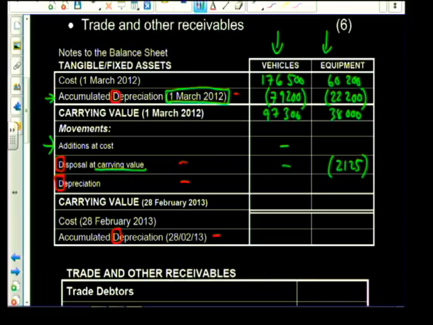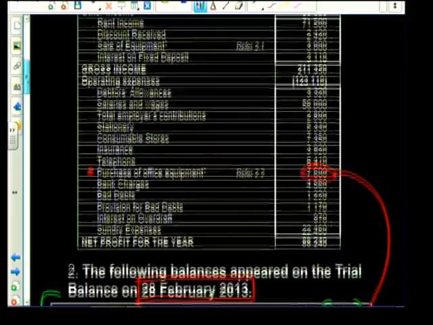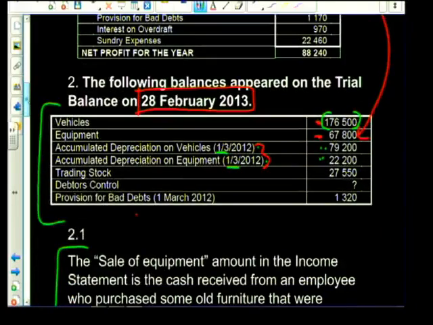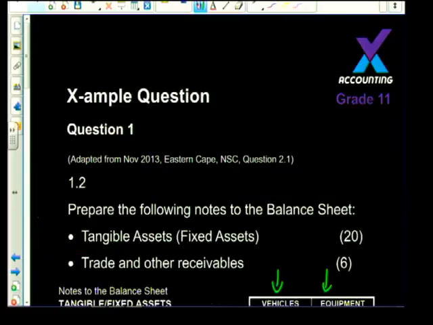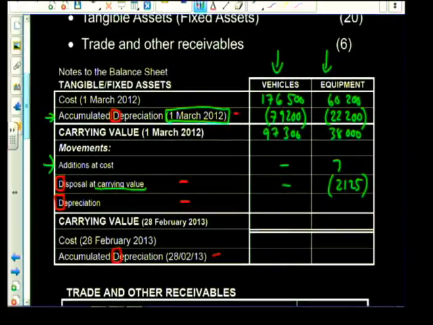Then additions at cost has to deal with the extra equipment that we bought during the year. And that extra equipment that we bought during the year was the purchase of 7,600, which was not yet included in this amount of 67,800. So all we're going to do is we're going to go back here and record 7,600 rand as our additions at cost. So now we've done those 2 movements.